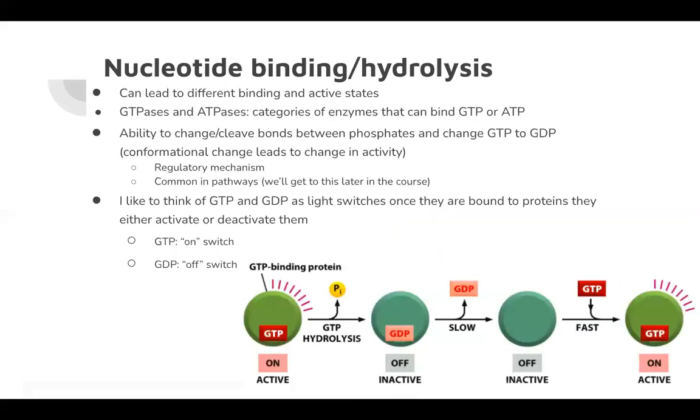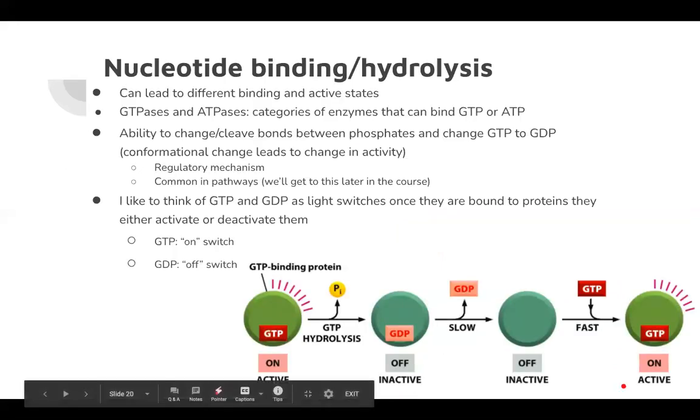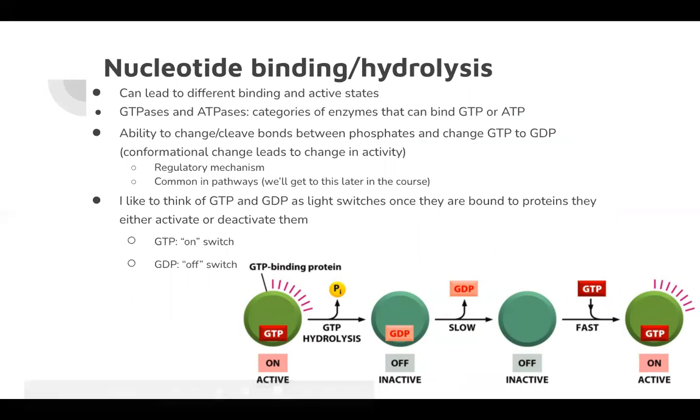And then the last type of protein function regulation that we talked about is nucleotide binding and hydrolysis. These can lead to different binding and active states. They can be done through GTPases or ATPases. Those are just categories of enzymes. GTPases bind GTP, and ATPases have to do with ATP. They can't interchange or anything. That's something to always keep in mind.